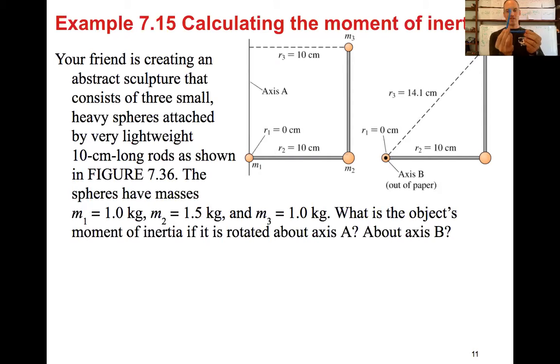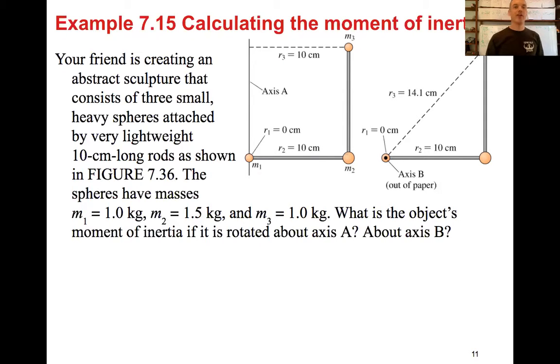Okay, this is our L-shaped object. It is rotating this way. This is your pivot here. I'm sure that's easy to see. And then in B, we're rotating it along this way. Okay. And this is physics world.